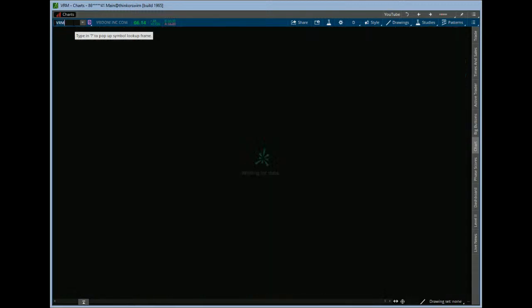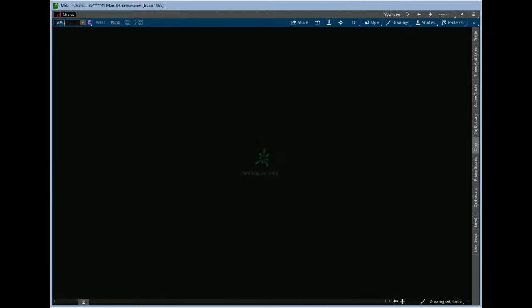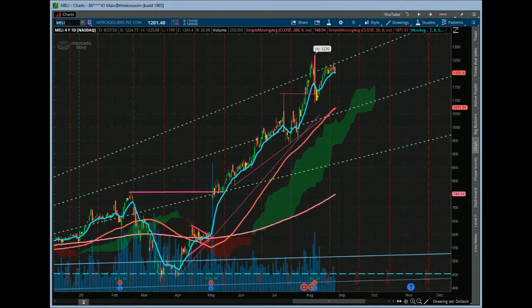VRM, vroom vroom. Still grinding its way back up there, spinning top. Not a lot of volume in this range right here, so a little bit of caution on that. But it did give a nice move up off of the prior double inside day. And then Melly, a really tricky one right here. Kind of a low volume pullback to the ADMAs to see how that holds.